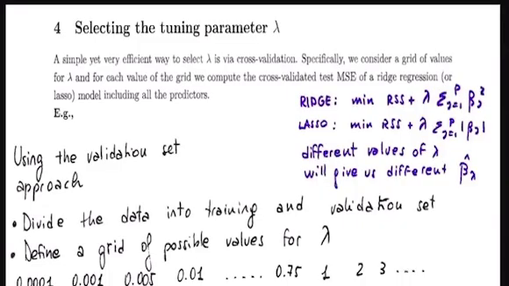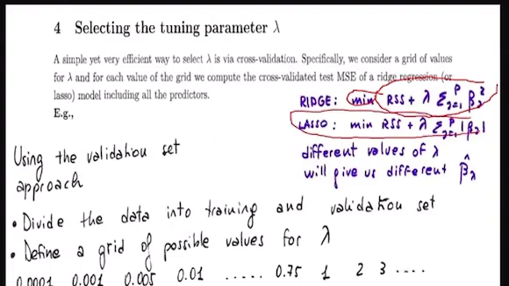Now, let me tell you this: the main issue in conducting lasso and ridge is how we figure out the tuning parameter lambda. That's what I wrote: selecting the tuning parameter lambda. Because we want to select the tuning parameter lambda that will minimize both the residual sum of squares and the penalty term, for lasso and for ridge.